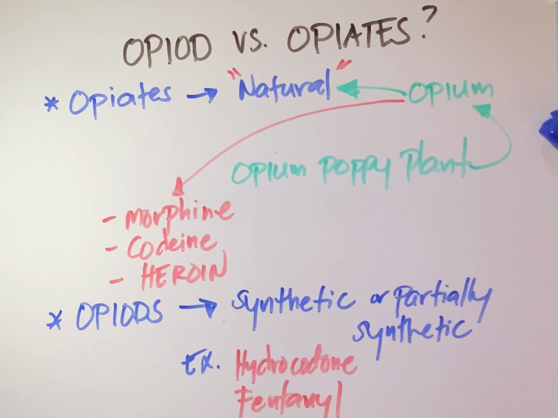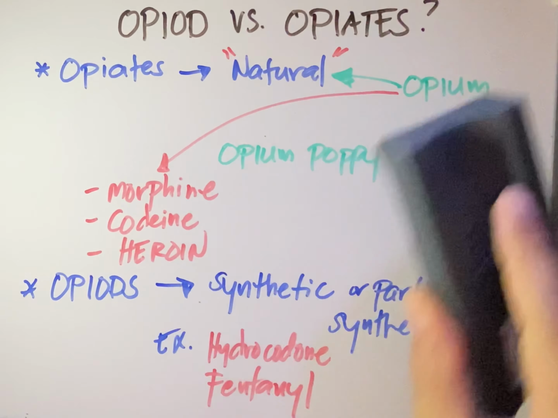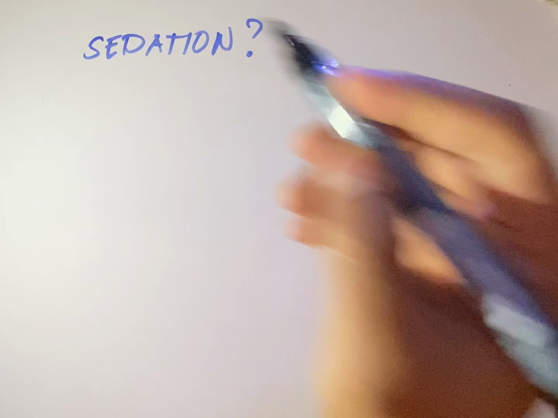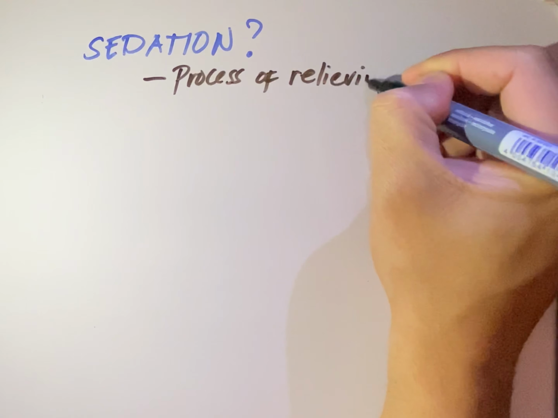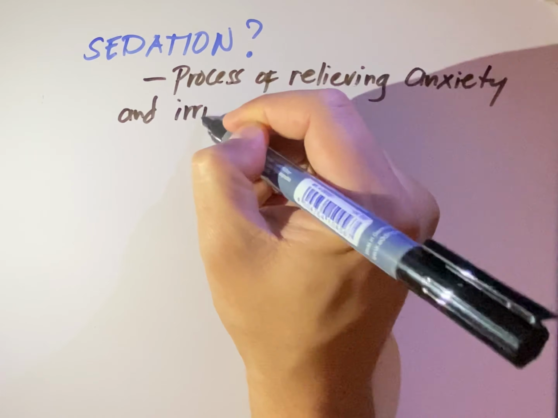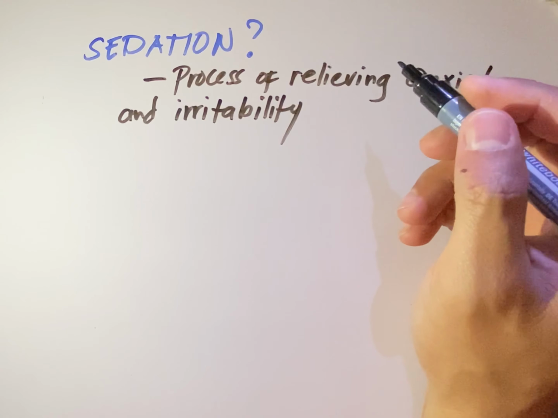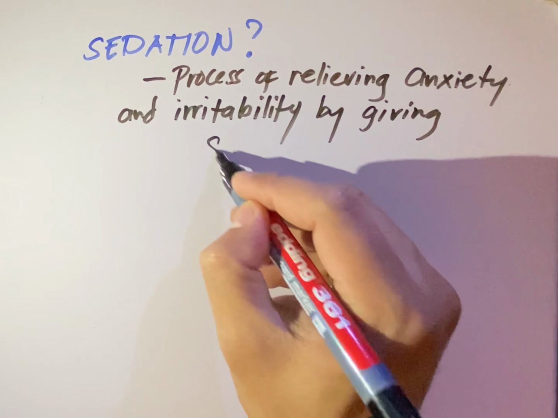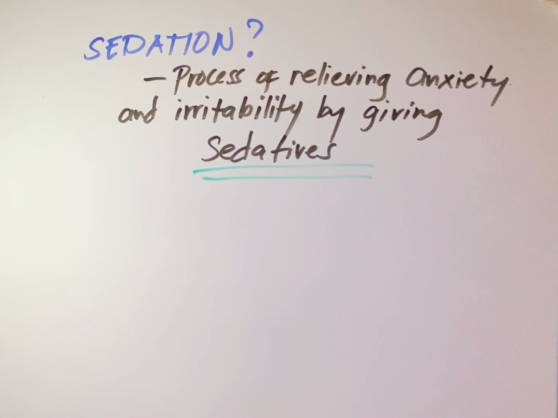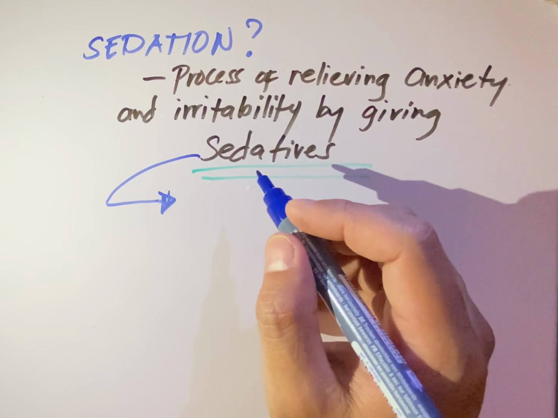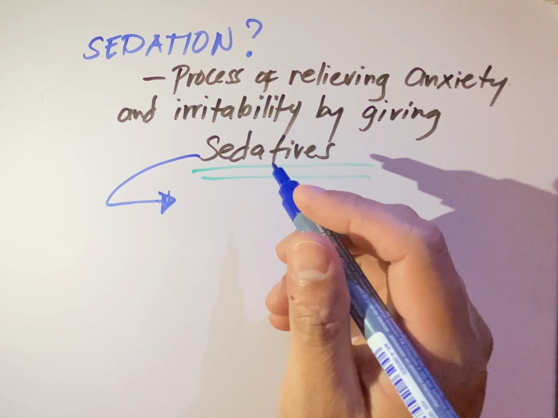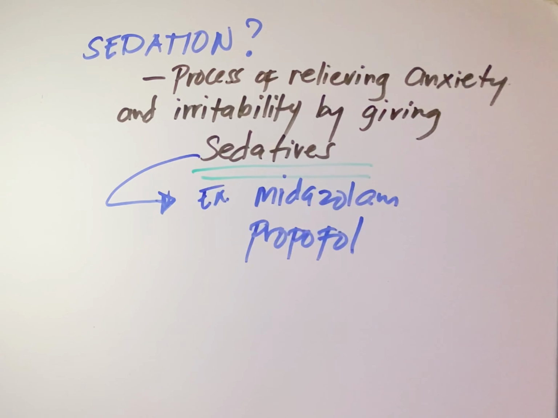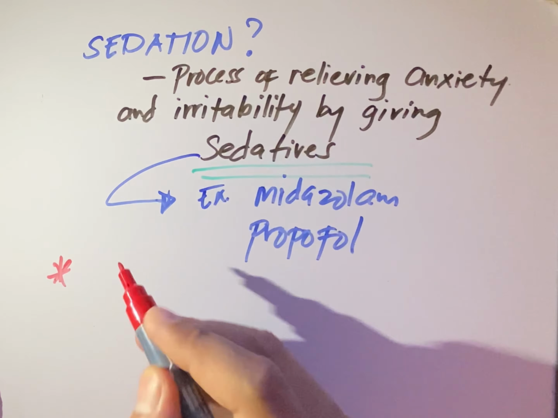Now, how about sedation? What is sedation? Sedation is the reduction of irritability or agitation by administration of sedative drugs, generally to facilitate a medical procedure or diagnostic procedure. So, sedation is the process of relieving anxiety and establishing a state of calm. The drugs used most often for sedation in the ICU are midazolam, a benzodiazepine, and propofol. And this group of drugs is called sedatives.